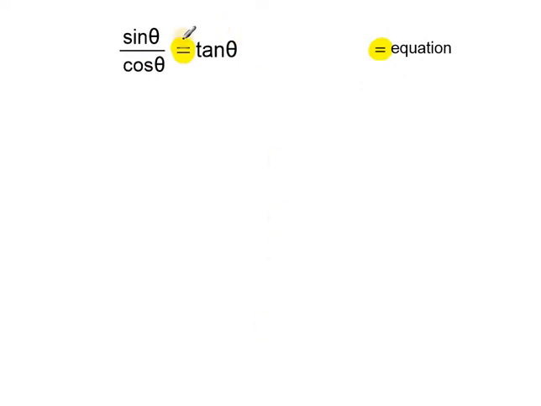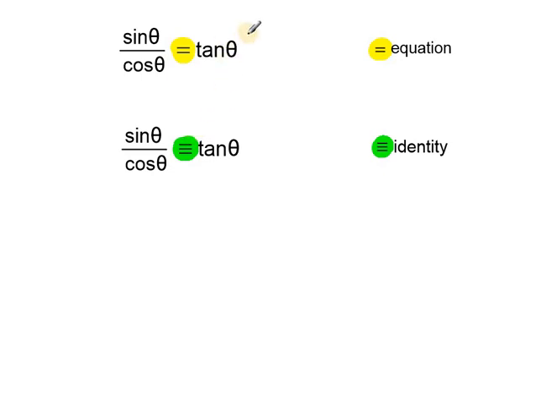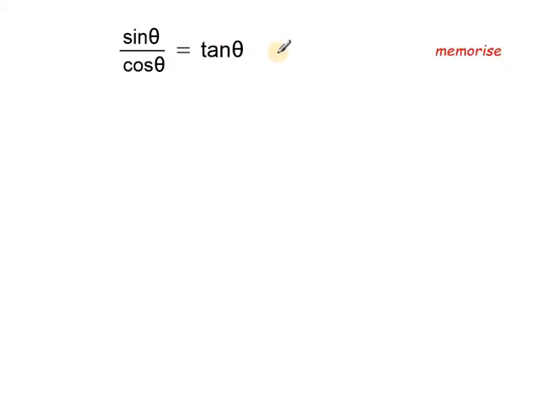We can write this as an equation, but this is true for any value of theta. As long as the value of theta here, here and here is the same, this is always true. So it's also called an identity. Equations are only true for certain values. Identities are true for all values. We can stick to the equal sign for convenience. You must memorize this identity.